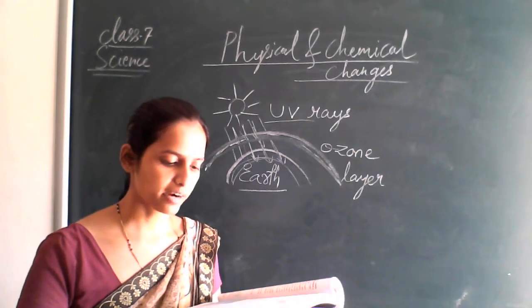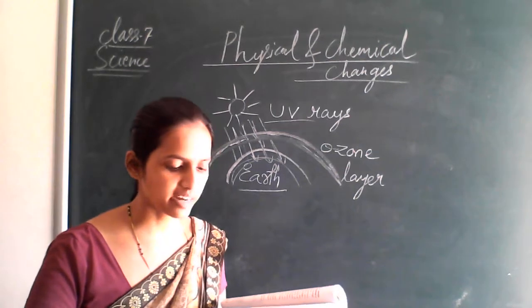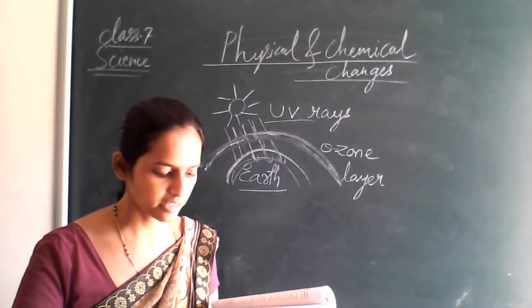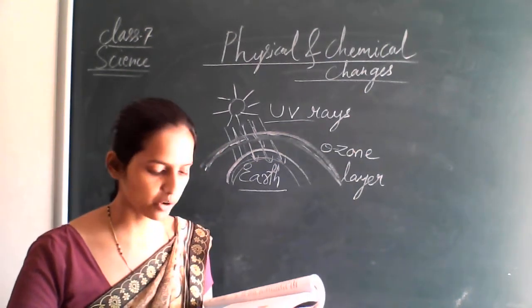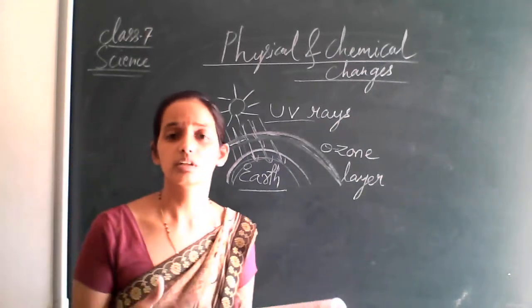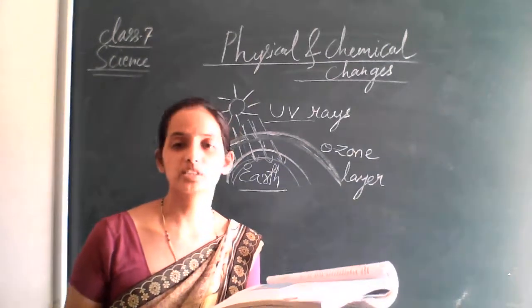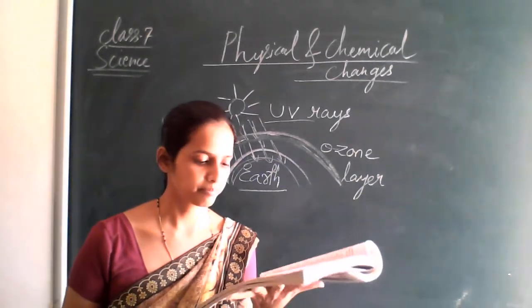Let us get back to rusting. This is one change that affects iron particles and slowly destroys them. Destroying means damaging the iron.